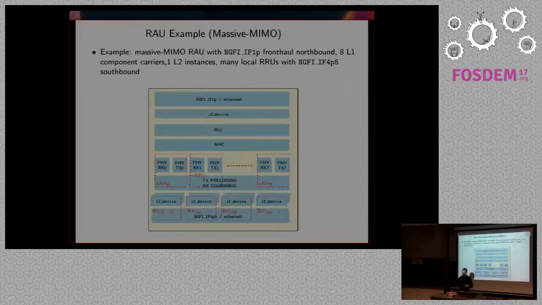Another example would be a massive MIMO base station. Right? It's essentially the same thing. On one side, you have an Ethernet frontal to the radio units, and on the other side, you would have a protocol interconnection. This was an example where you have eight base stations, or eight logical base stations, driving 64 antennas. Okay, so this is essentially the same thing, and the key difference with respect to the previous example is that this block is much more complicated. The precoder is a much more complicated block.